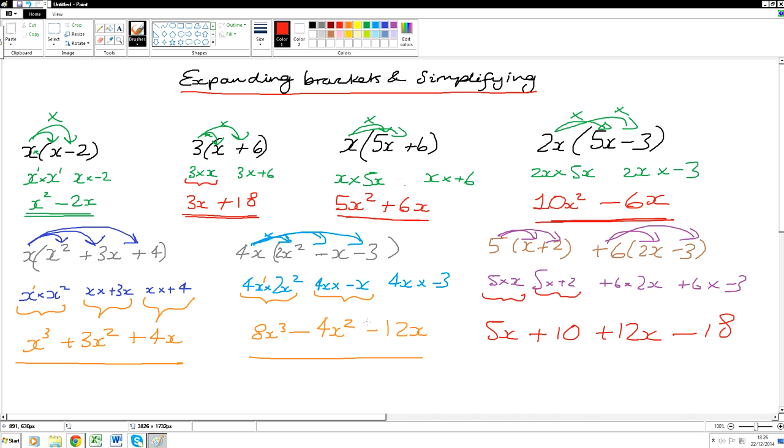Now, in the previous questions, when we got to this level, we couldn't go any further. But in this particular question, we can go one step further because we got 5x and another 12x. So that gives us how much? 17x. So now we're simplifying as well. In the previous question, we multiplied and that was the end of the question. Now we're multiplying and then also simplifying. The next part, we have plus 10 and minus 18. Plus 10 minus 18 will give us minus 8. So that's the answer to that one.